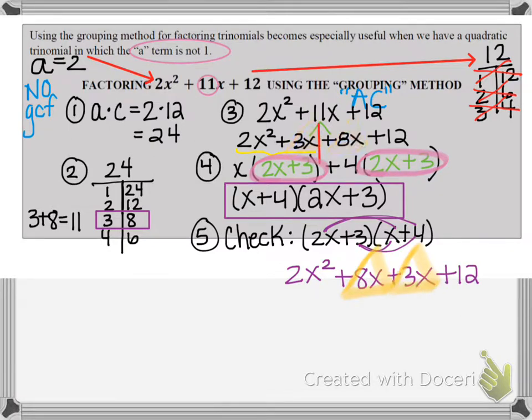And now when I combine like terms in the middle, the plus 8x plus 3x, hopefully you notice that from up above in step 3. Hey, there they are again. That's all we're doing when we're factoring is we're undoing the FOIL process. So we're going to see those terms reappear. But down here in my check, when I combine the 8x plus the 3x, I get my plus 11x in the middle. So I know that my final answer is correct. Yes, now we know how to factor when our a value does not equal 1.